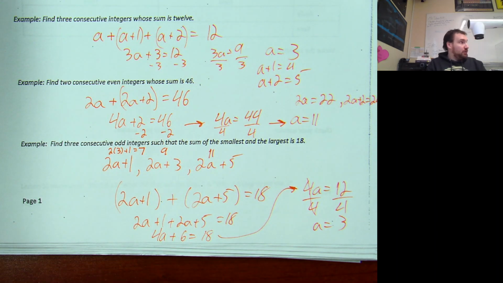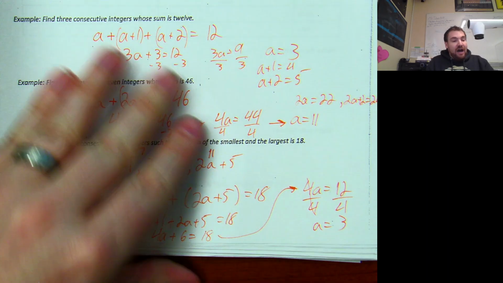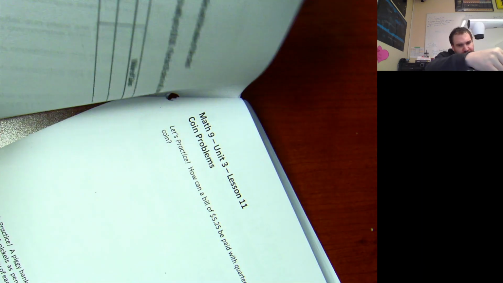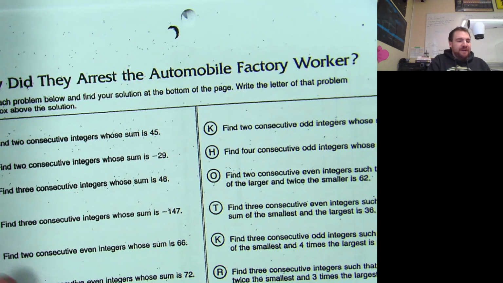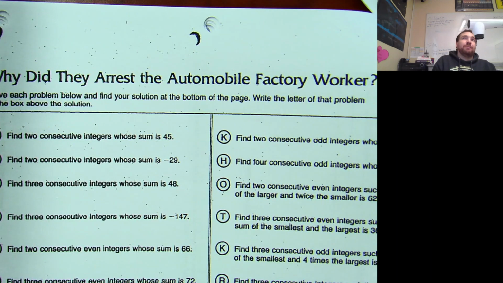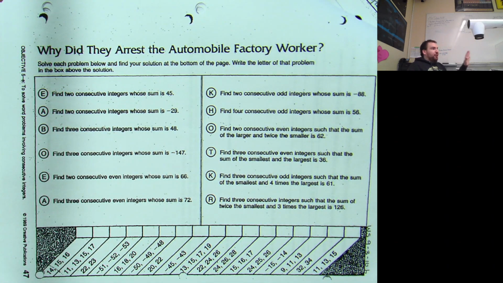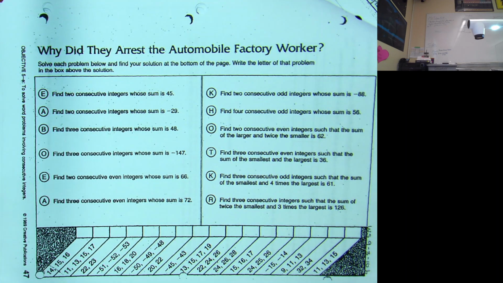Okay, so I'm going to start you on your homework. The homework's not in order, I apologize. Flip till you find the why did they arrest the automobile factory worker? That is what I want y'all to do right now. To start at least, I'm going to interrupt you very shortly. I want you to start with this one, and then I'm going to interrupt you, and we're going to go back and look at age problems as well. I just want to walk around and make sure we're all good with the consecutive number stuff.